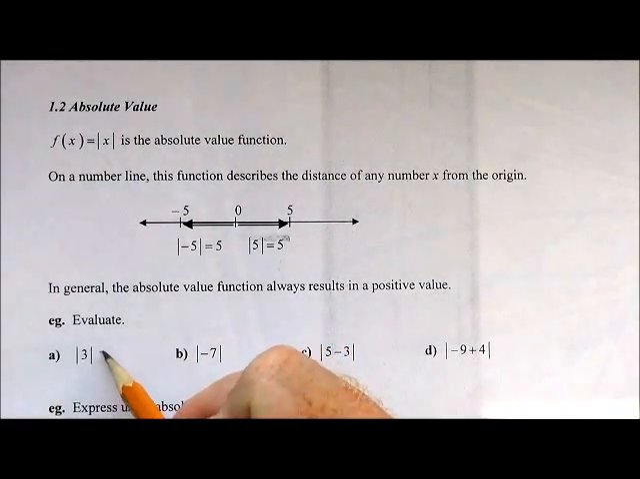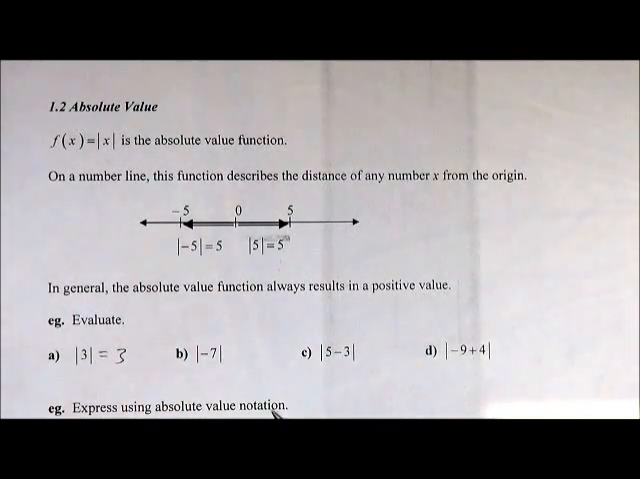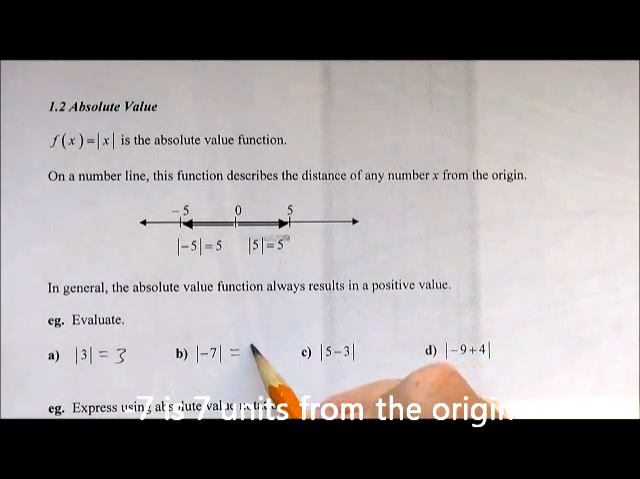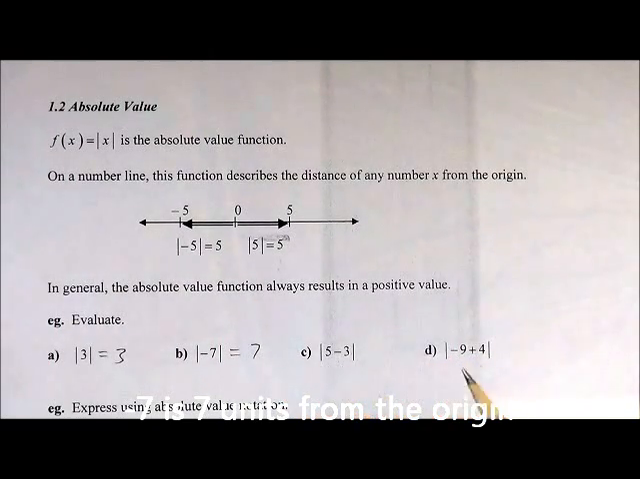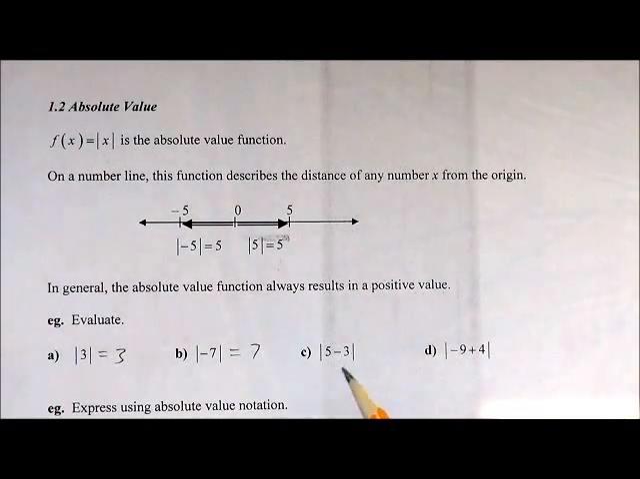The absolute value of 3 is 3 units from the origin. The absolute value of -7 is 7 units from the origin. We treat absolute values as brackets, so we do whatever's inside first, just like we would with order of operations. So the absolute value of 5 minus 3 is the absolute value of 2, which is 2 units from the origin.